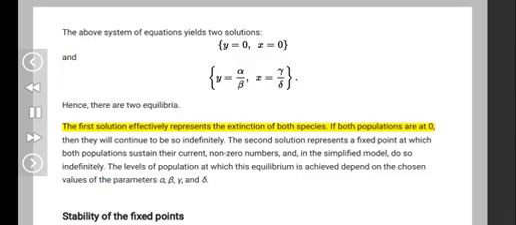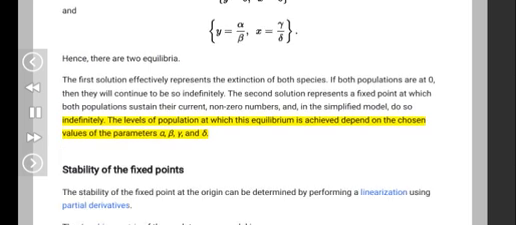The first solution effectively represents the extinction of both species. If both populations are at 0, then they will continue to be so indefinitely. The second solution represents a fixed point at which both populations sustain their current, non-zero numbers, and, in the simplified model, do so indefinitely. The levels of population at which this equilibrium is achieved depend on the chosen values of the parameters alpha, beta, gamma, and delta.